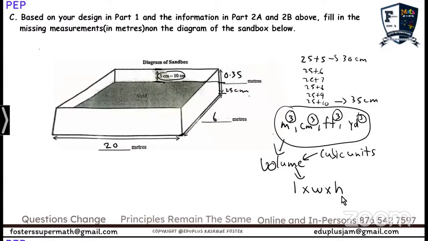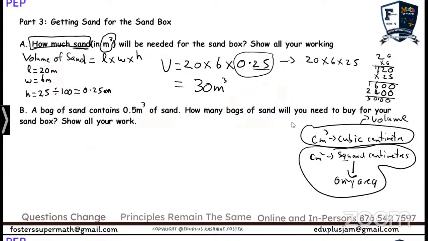with volume, which is length times width times height, there are 3 things you multiply. The number for the power is supposed to be 3. That's why, because it's 3 things that you multiply. So the answer is 30 cubic meters.